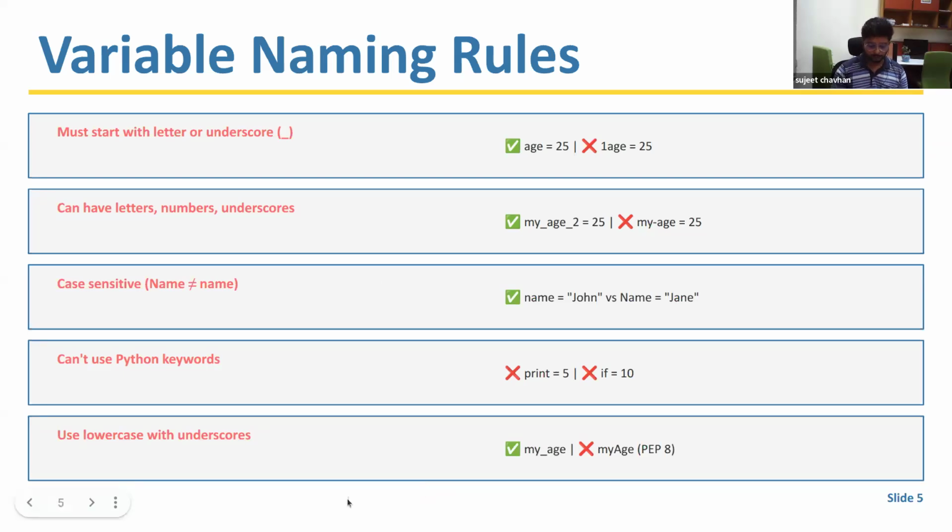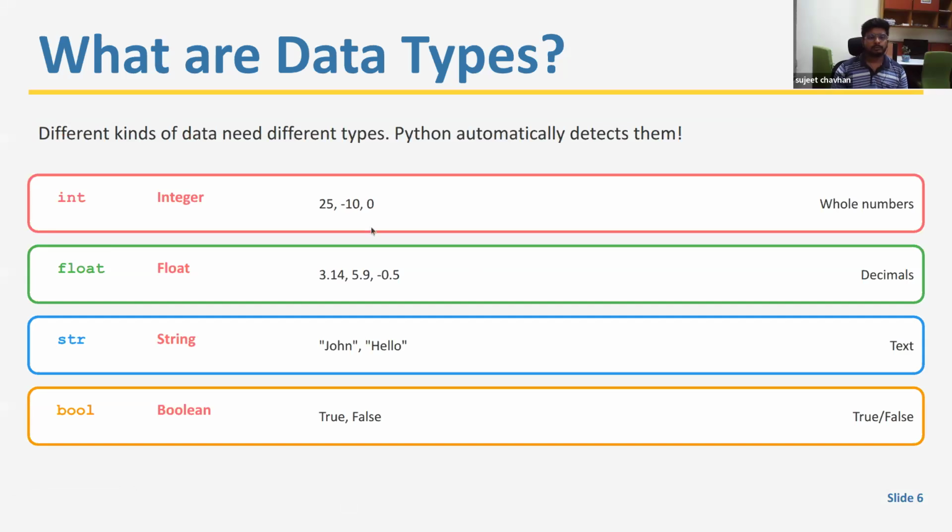So assuming there are no more doubts, what are data types? We have seen four of them. We will again see each of them in detail. Different kinds of data need different types, and Python automatically detects them. Whenever you assign a variable name with some value, Python will automatically assign the data type. In other programming languages, you have to define it.